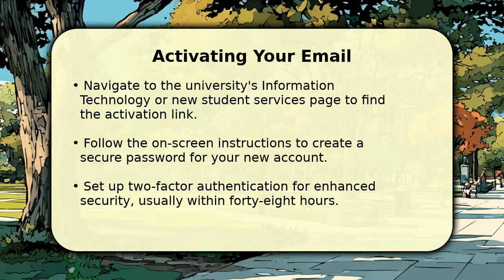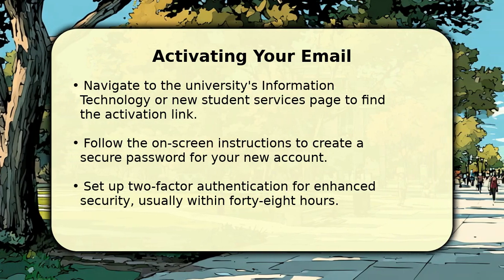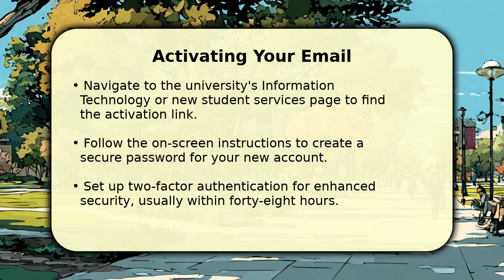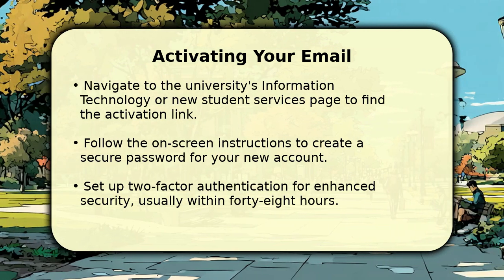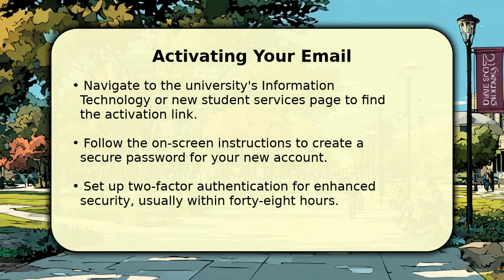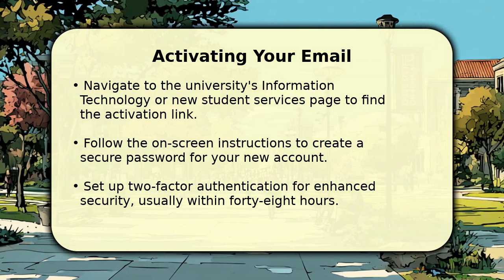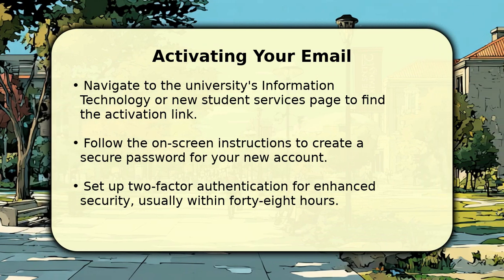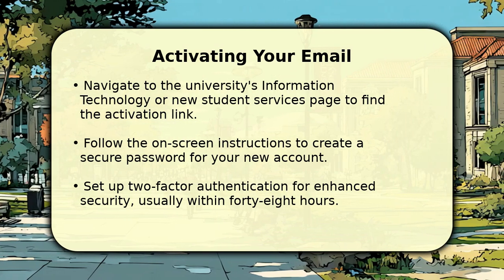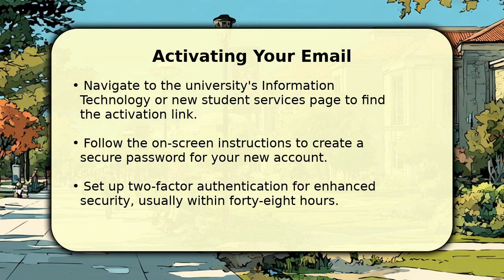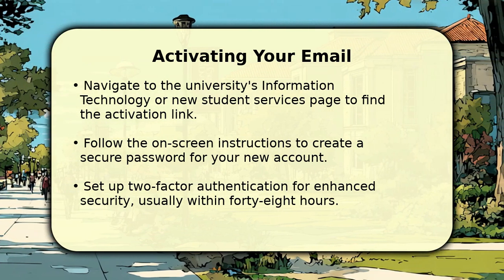Activating your email is straightforward once your pre-enrollment is complete. Look for an Activate Email or New Student Account link on the university's main website or within your student portal. You will then be prompted to create a strong, unique password for your account, following specific guidelines provided. Remember to also set up two-factor authentication, an essential security measure, within a few days of activation.